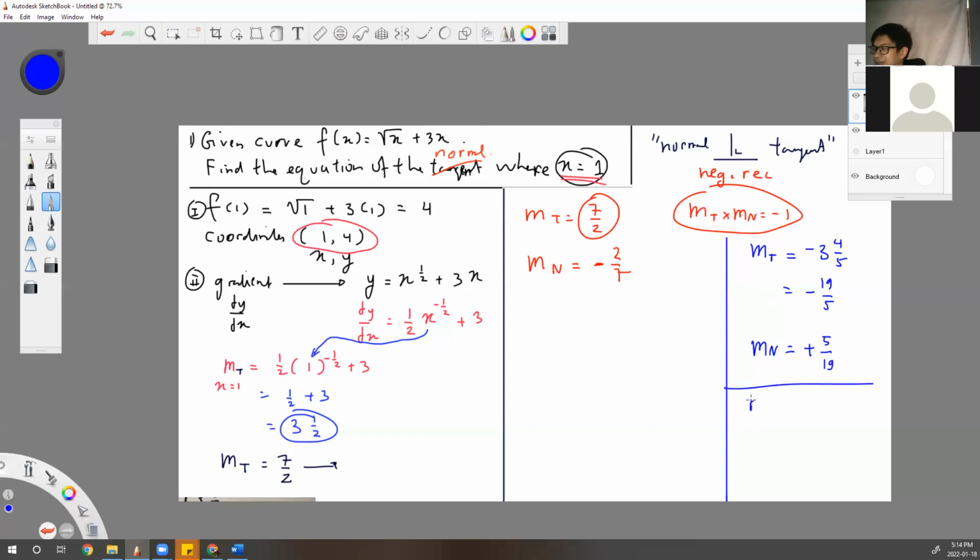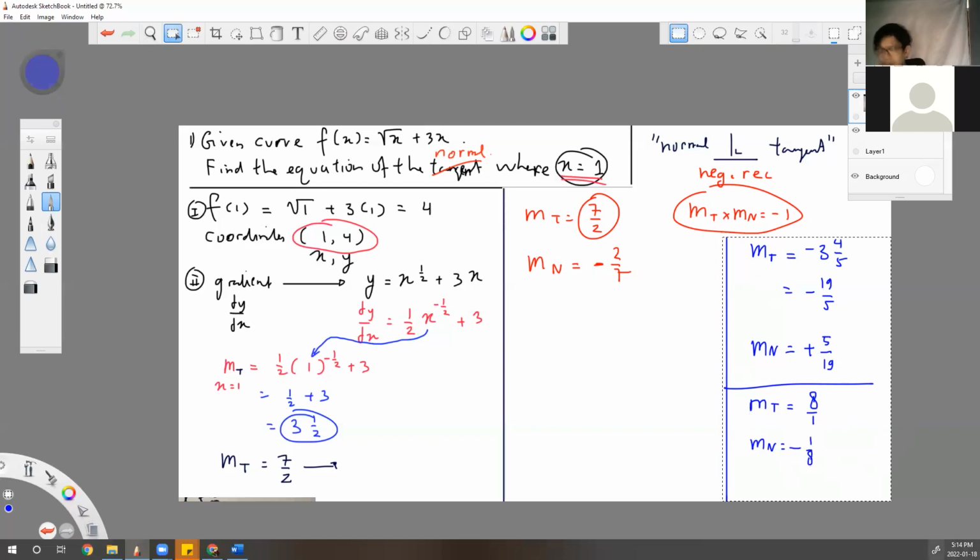Okay, another example, mt equals 8. Seems simple, but quite tricky. If you don't have the denominator, you just put 1, right? So 8/1, negative reciprocal, positive becomes negative, 8/1 becomes 1/8. That's it. Okay, that's the way you need to think of the normal.